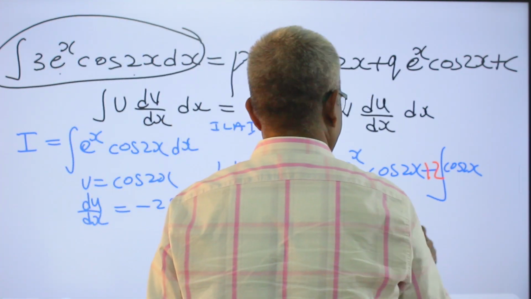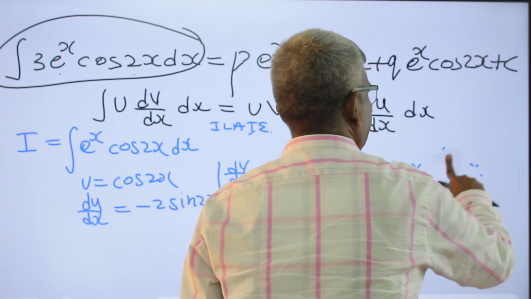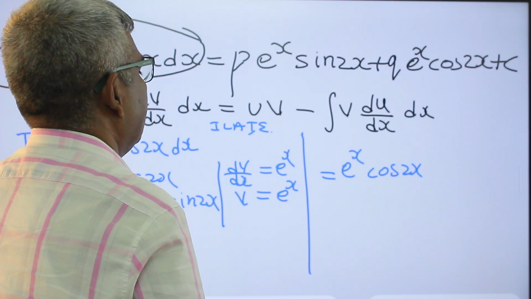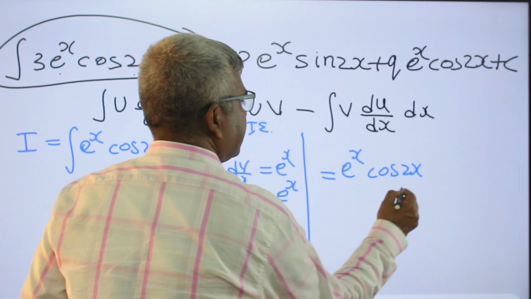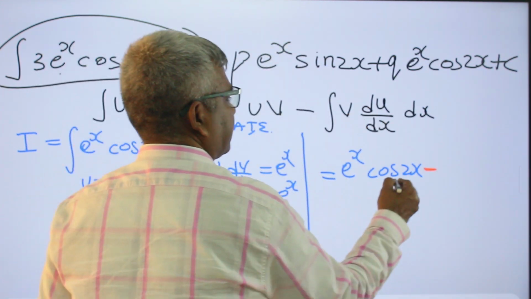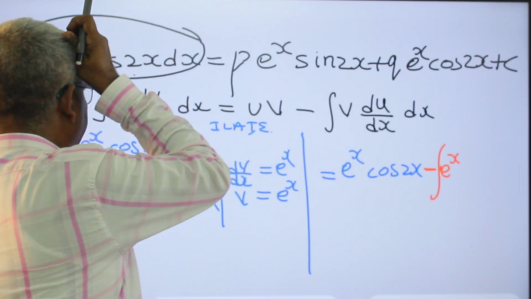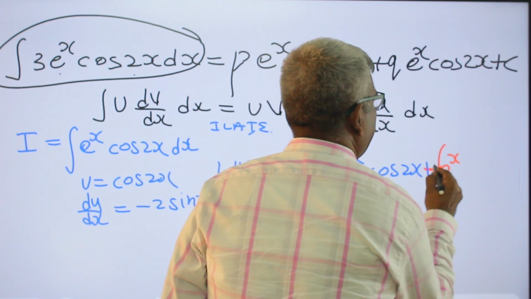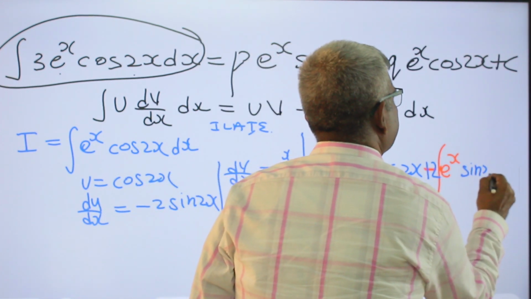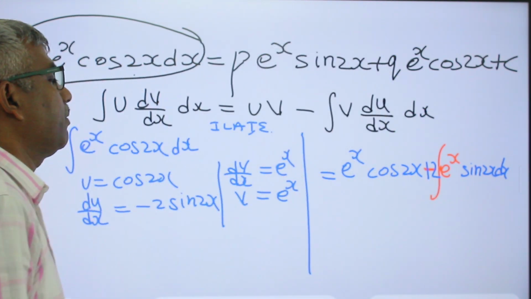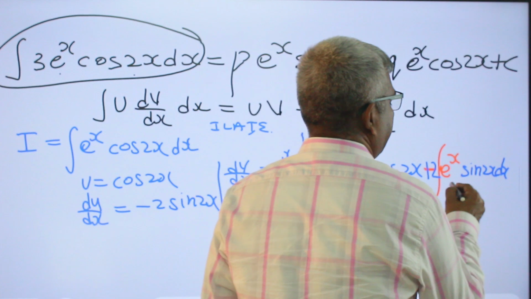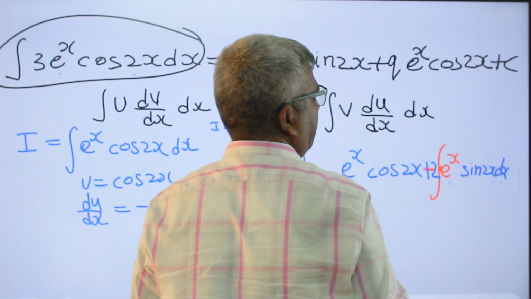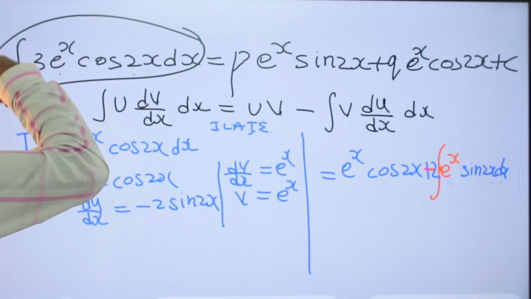V is e power x. U is cos 2x, V is e power x, uv we did it, then minus V, V is e power x. What is du by dx? Minus 2 sin 2x. So it will become plus 2 sin 2x dx. Now again one problem came: e power x sin 2x. Here also exponential and trigonometry. Again we have to do this method.